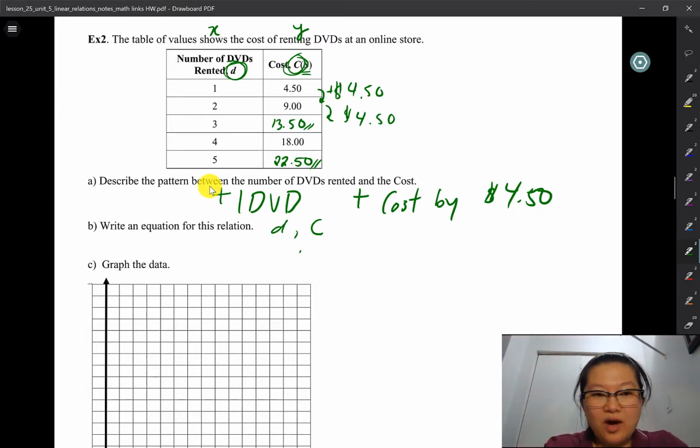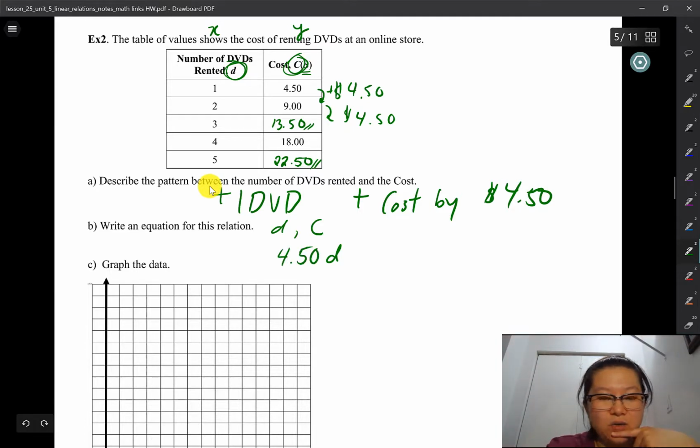So notice the 1 and the 2 and the 3 times that I'm multiplying by the cost of 1 DVD. That is represented by D, the number of DVDs that I rent. And that's going to be multiplied by the cost. Because if I rent 1 DVD, that's 1 times $4.50. If I have 2 DVDs, that's 2 times $4.50, 3 times $4.50, etc. And that's going to give me my total cost.